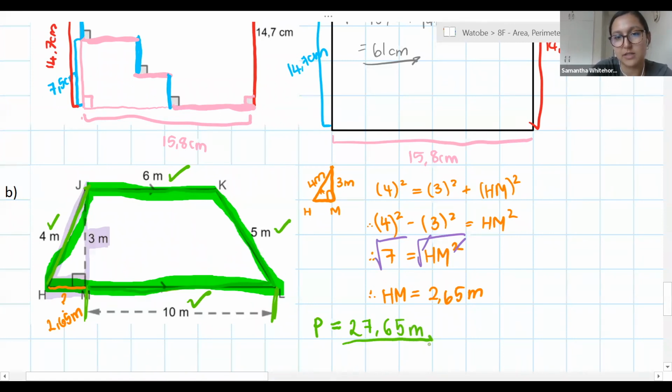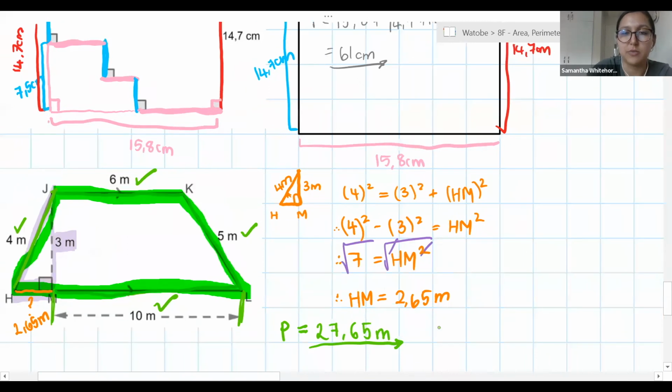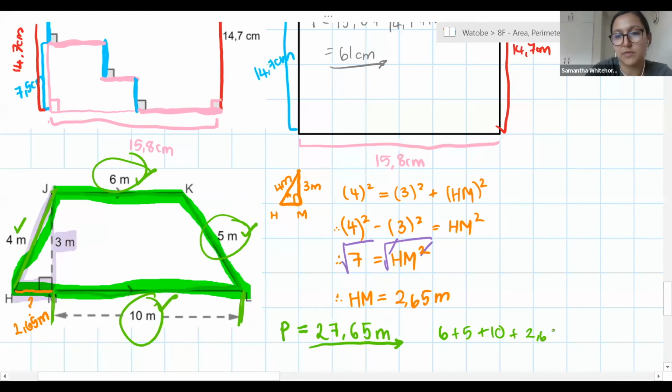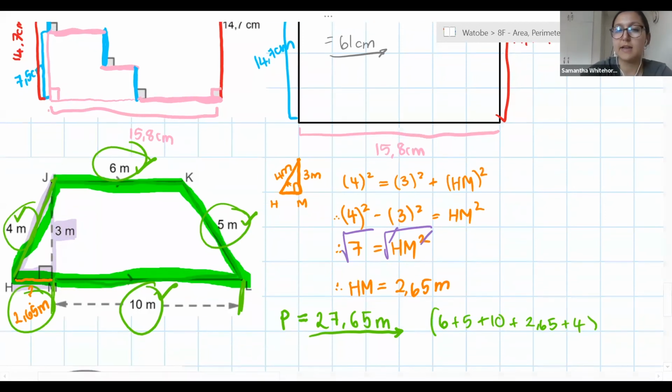I got that answer from saying, just that we all know, 6 meters plus 5 meters plus 10 meters plus the 2,65 that we just worked out plus 4 meters. So adding together all of my side lengths. And that gives me exactly as Aokiwe said, 27,65. Importantly, meters, there are units to this answer.